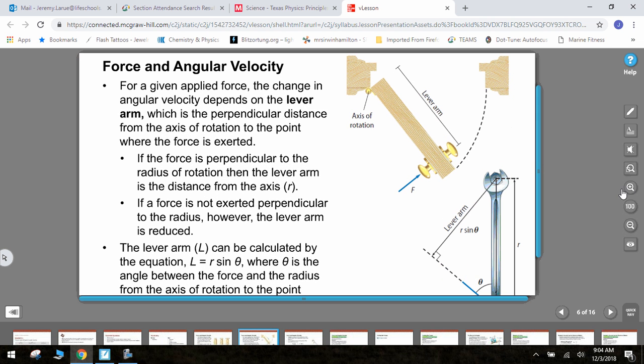So force and angular velocity. For a given applied force, the change in angular velocity depends on the lever arm, which is the perpendicular distance from the axis of rotation to the point where the force is exerted. Do y'all see the lever arm here? The lever arm is the distance from the axis of rotation, where the object is going to rotate, to the force.